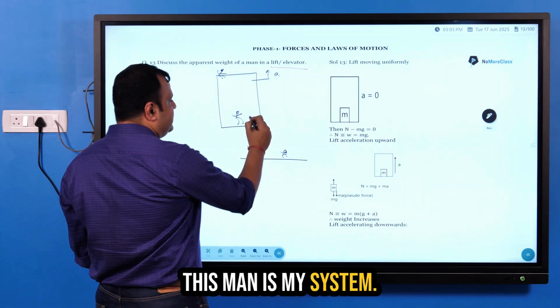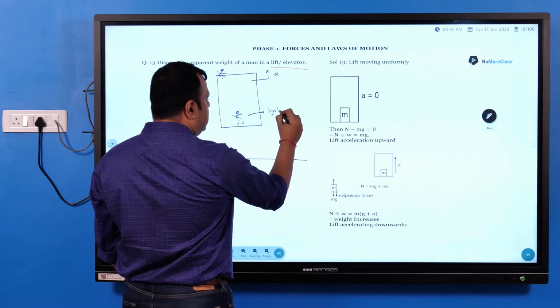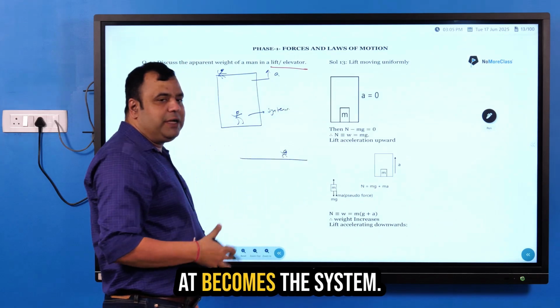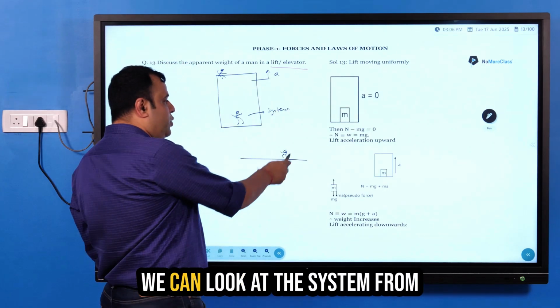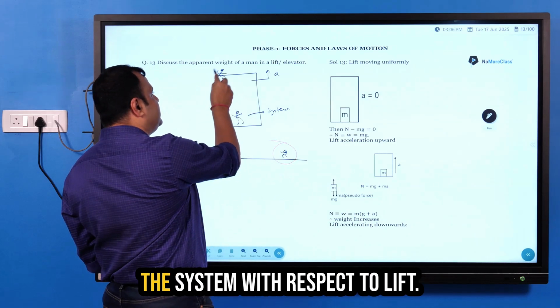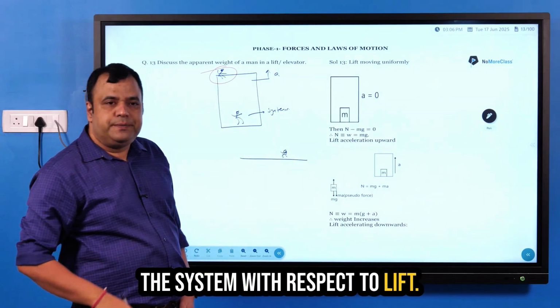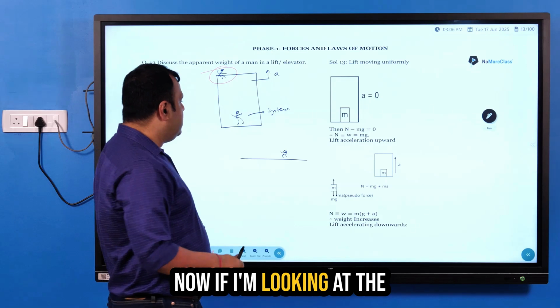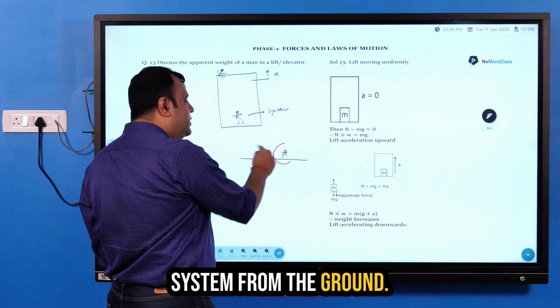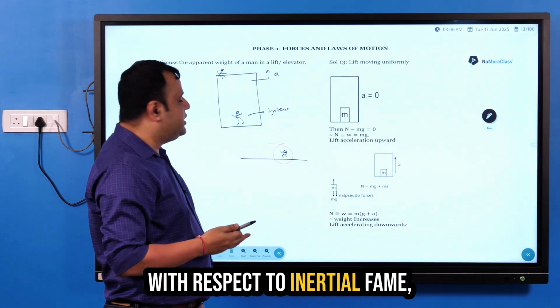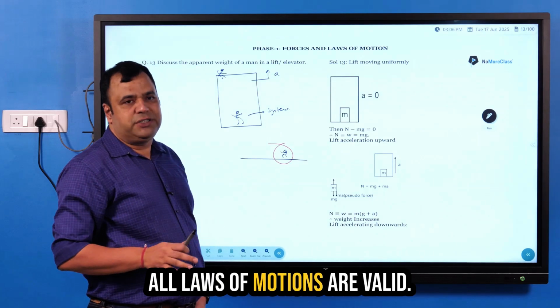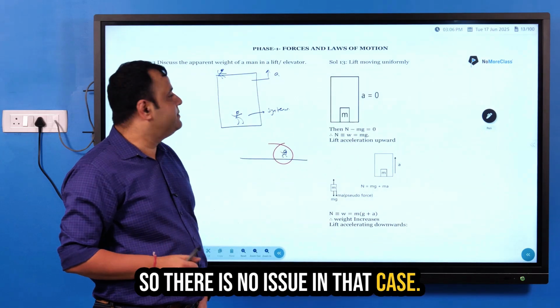Here, this man is my system. Anything which we look at becomes the system. So we are looking at the system. We can look at the system from the ground, or we can look at the system with respect to the lift. Now, if I'm looking at the system from the ground, then ground is an inertial frame, and with respect to an inertial frame, all laws of motion are valid. So there is no issue in that case.